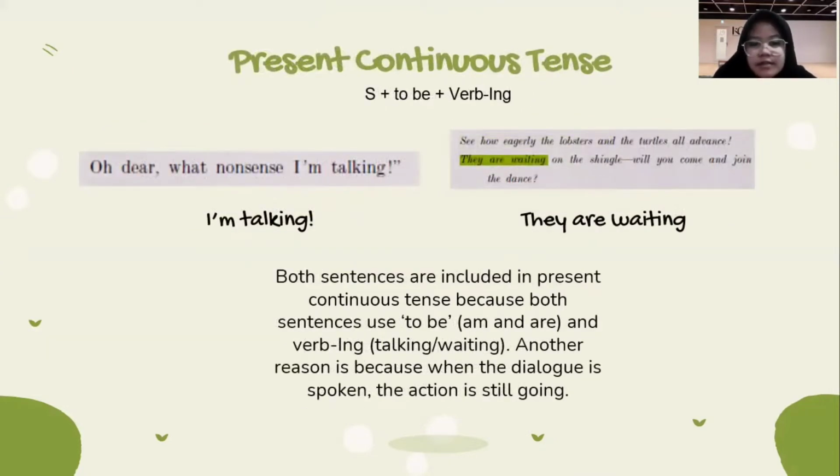Next, present continuous tense. Present continuous tense has the pattern subject plus to be plus verb ing. The first sentence that I found is "I'm talking." The second is "they are waiting." Both sentences are included in present continuous tense because both use to be, am and are, and verb ing, talking and waiting. Another reason is because when the dialogue is spoken, the action is still going.